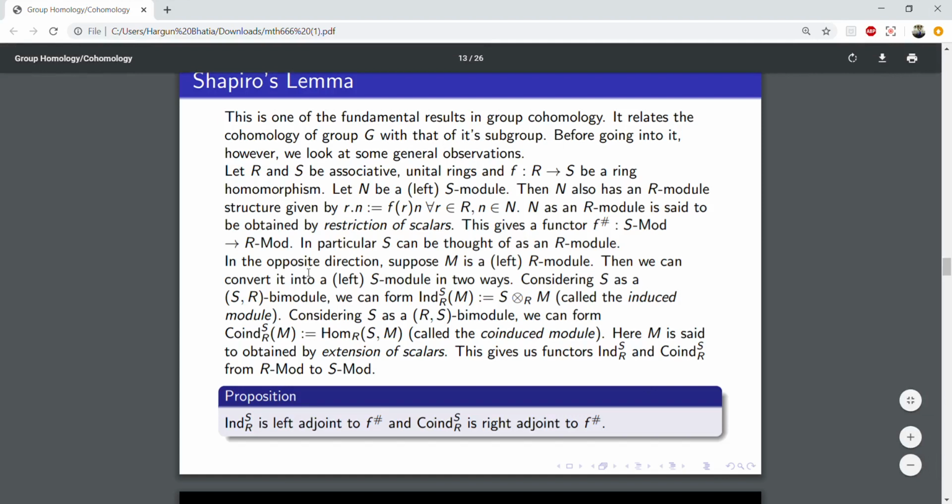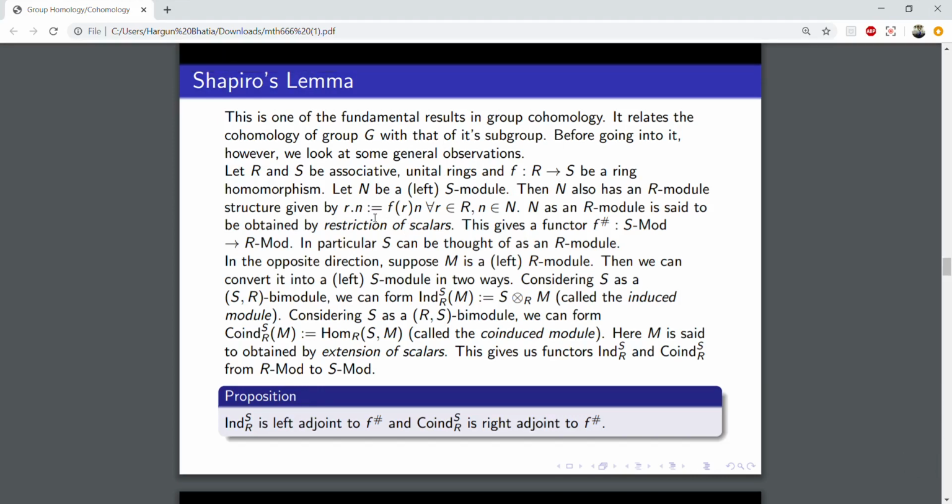Suppose R and S are associative unital rings, and F is a ring homomorphism from R to S. Then if you have any left S module, say N, it can also be thought of as a left R module. There's a natural structure: you define r dot n to be f(r) dot n. And N with this R module structure is said to be obtained via restriction of scalars. We are restricting the scalars from S to R.